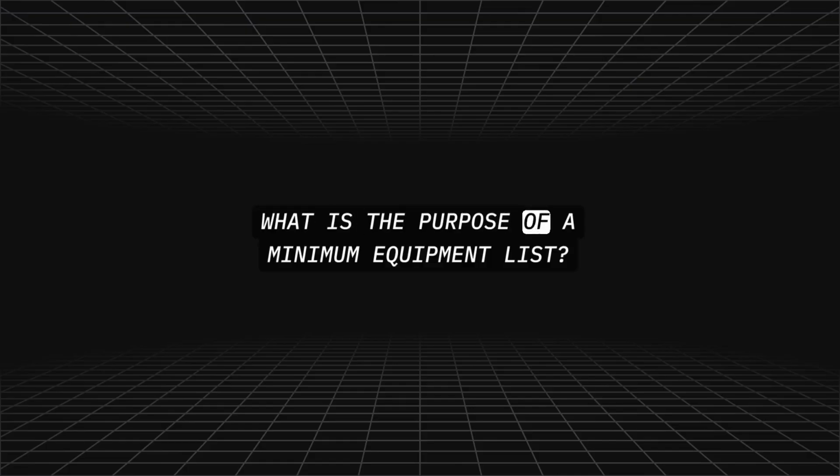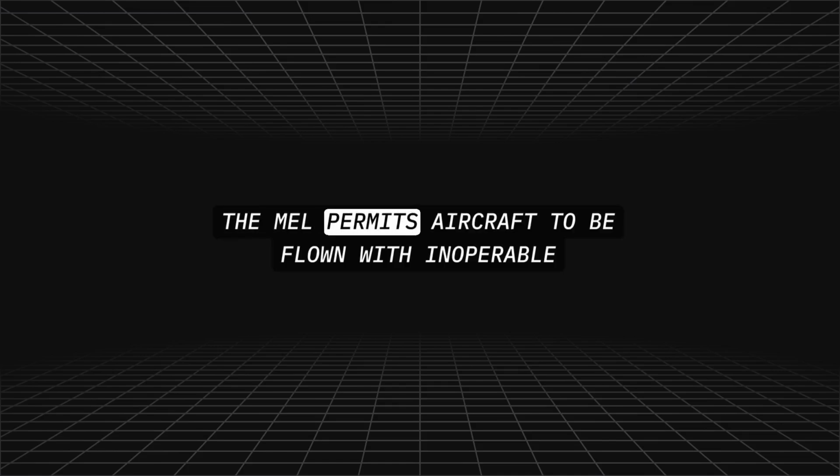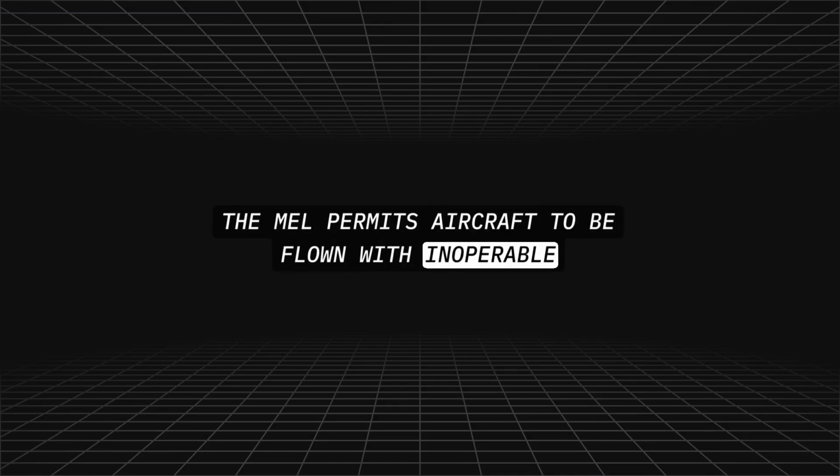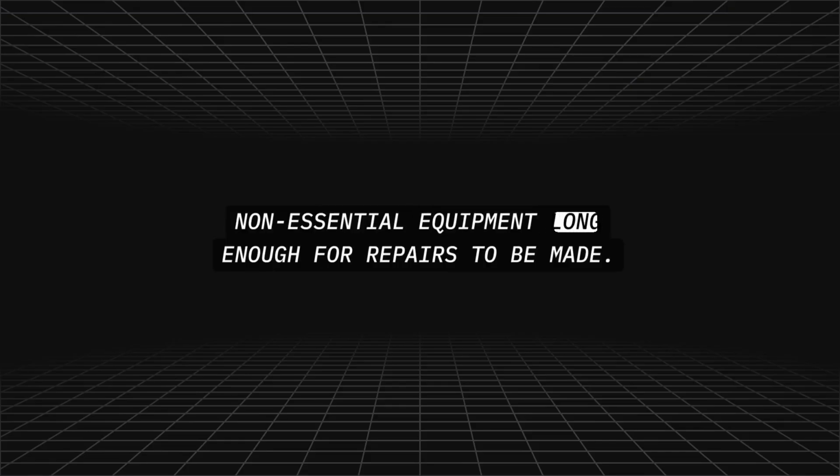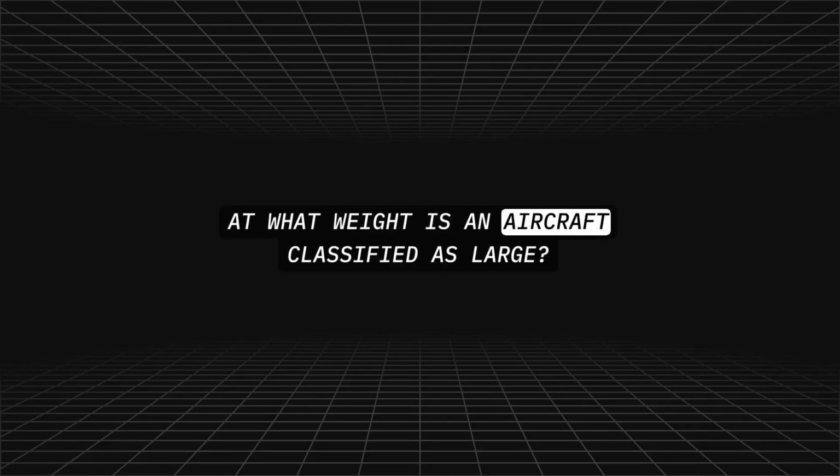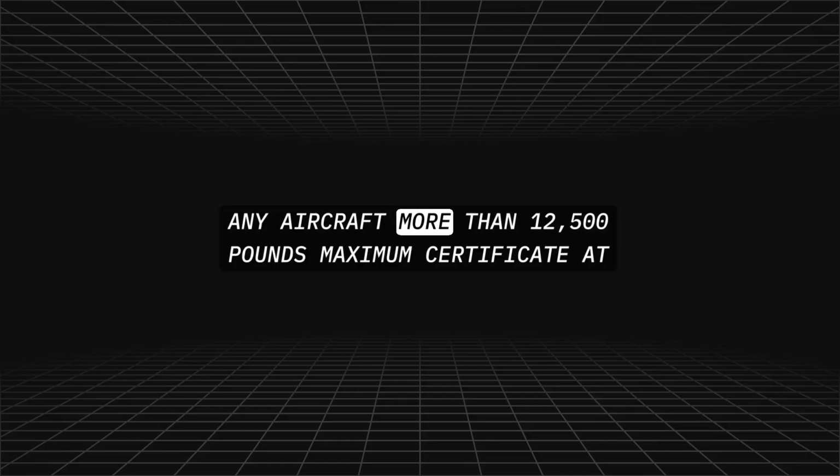What is the purpose of a minimum equipment list? The MEL permits aircraft to be flown with inoperable, non-essential equipment long enough for repairs to be made. At what weight is an aircraft classified as large? Any aircraft more than 12,500 pounds maximum certificated takeoff weight.